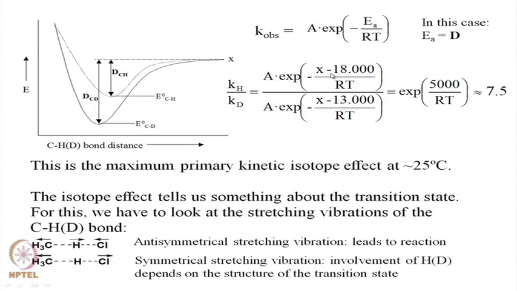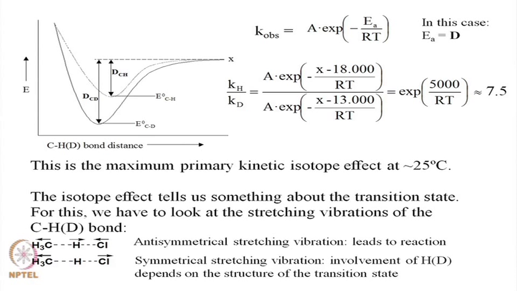Therefore, kH by kD, the rate constant ratio for hydrogen and deuterium, comes out to be of the order of exponential to the power 5000 by RT, which is of the order of 7.5. This is the amount of activation that is required, and this is also the amount of activation. So this is the maximum primary kinetic isotope effect that one can observe at 25 degree centigrade, that is, at room temperature.